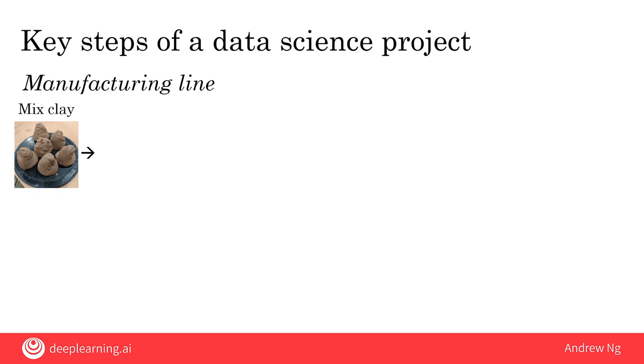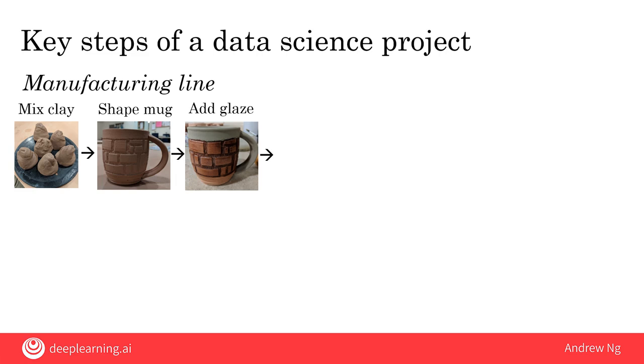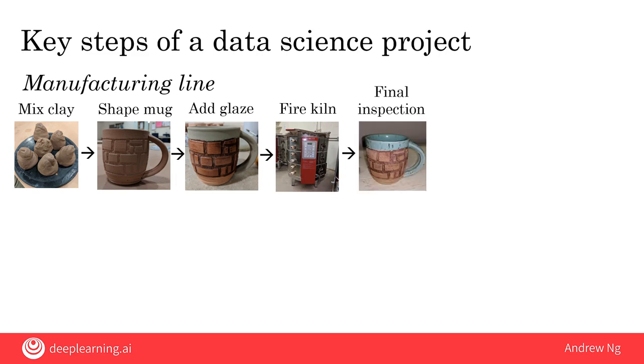Step 1 is to mix the clay, so make sure the appropriate amount of water is added. Step 2 is to take this clay and to shape the mugs. Then you have to add the glaze, so add the coloring, the protective cover. Then you have to heat this mug, and we call that firing the kiln. And finally, you would inspect the mug to make sure there aren't dents in the mug and it isn't cracked before you ship it to customers.